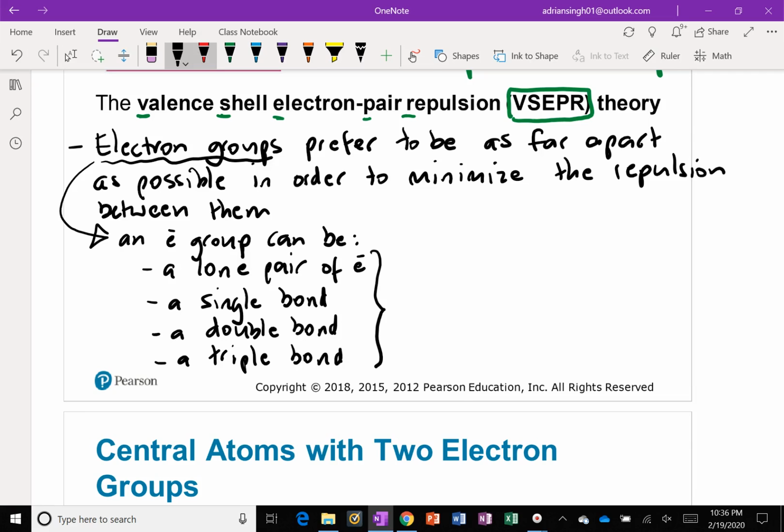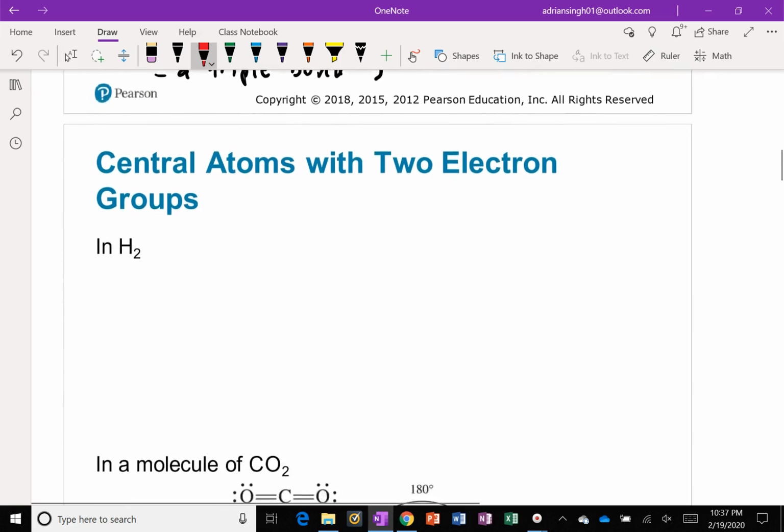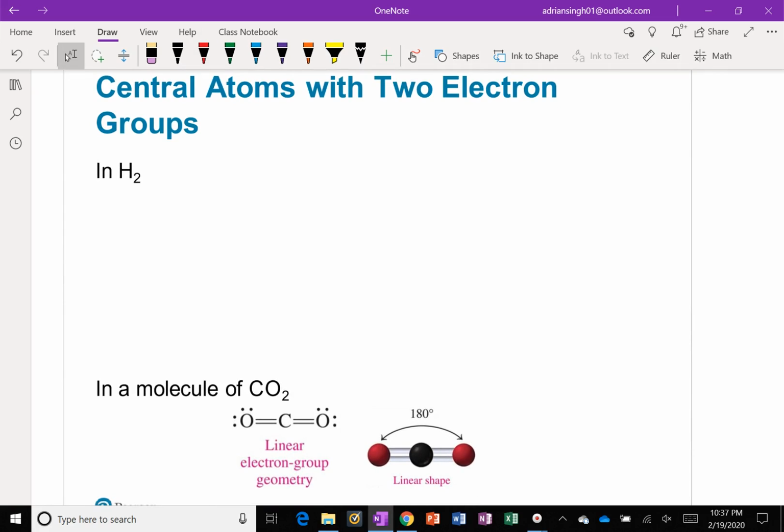possible. The other thing to note about the VSEPR theory is that the shape is relative to the central atom, right? Whatever atom is at the very middle or the center of the molecule, we're going to use that as our frame of reference for determining the shape. So when we drew the Lewis structures for several molecules before, one of the steps was to determine what was at the middle of the molecule. So let's take a look at some examples of how we go through this process.